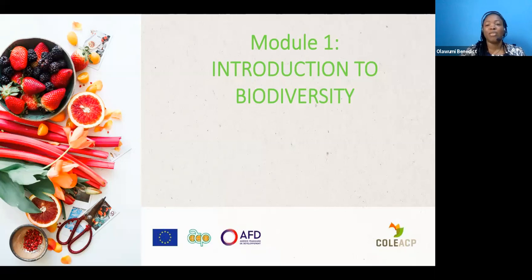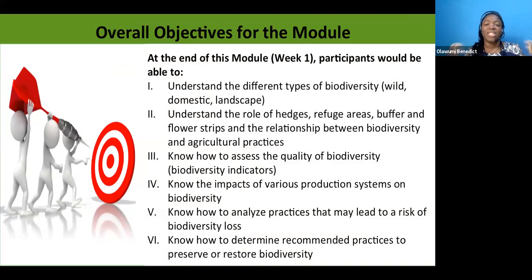So like I said, this Module 1 is going to be talking about introduction to biodiversity. In any topic, we need to look at the introduction. We need to be able to say what it is about. There are different definitions that have been put together for biodiversity. And before we go on, we look at the overall objective for this module.